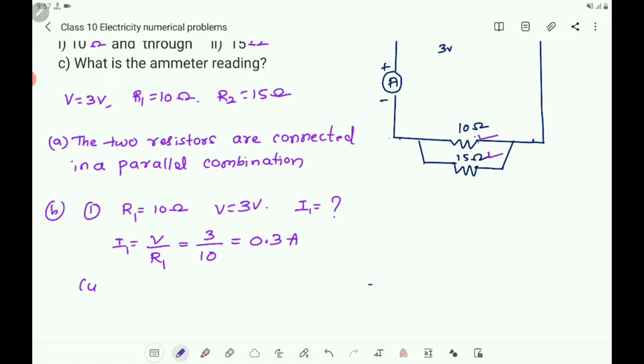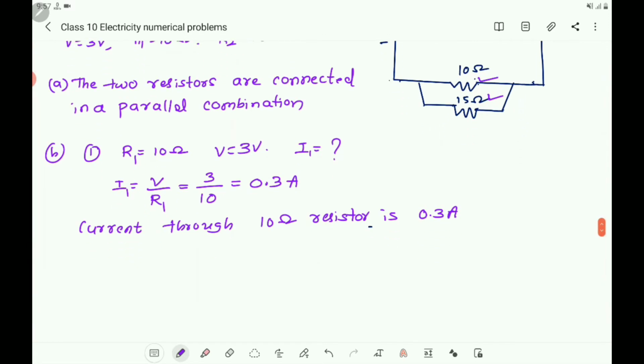So you write current through 10 ohm resistor is 0.3 amperes. Then you take the second one.